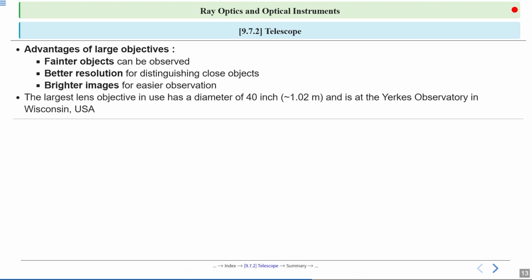Finally, let's look at an interesting fact. The largest lens objective in use today has a diameter of 40 inches or about 1.02 meters and is located at the Yerkes Observatory in Wisconsin, USA. This highlights the scale and capabilities of modern telescopes. So this is the largest refracting type telescope.